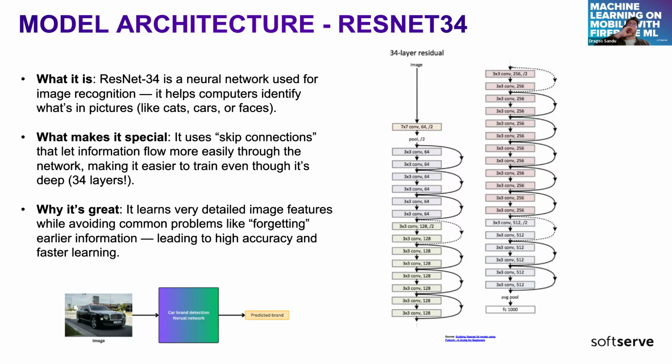And the architecture is called the ResNet. This is a little bit older than the current transformers used in large language models, but it's a really, really great tool for image classification and image processing. It's called ResNet because it uses something called residual connections.